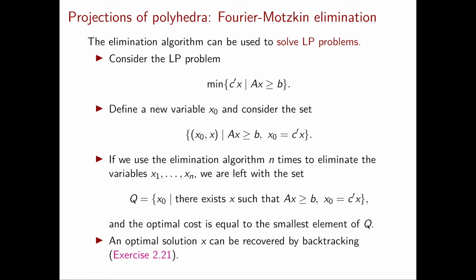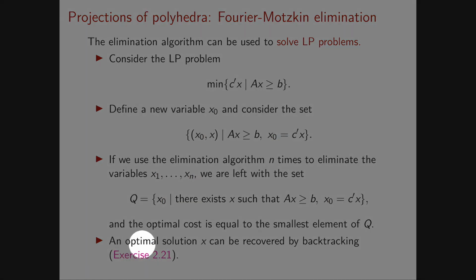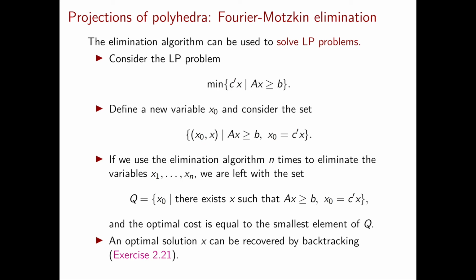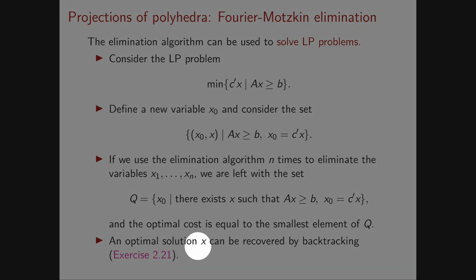However, in linear programming, we're normally interested not only in the optimal cost, but also in an optimal solution. So the next question is, can we also find an optimal solution to the linear programming problem? And the answer is yes. Such a solution can be recovered by backtracking. Essentially, to recover such an optimal solution x, you need to apply the same idea which we saw in the second part of the proof of theorem 2.10. I encourage you to try to use the same idea that we used in that proof in order to find an optimal solution x of our original linear programming problem.